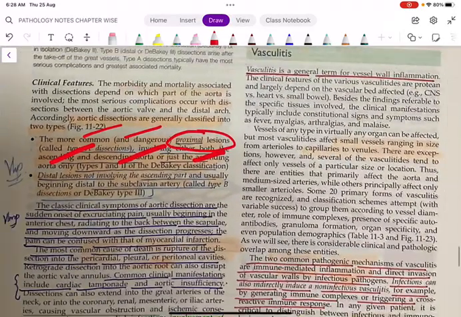Yes, distal to subclavian artery. Distal to subclavian artery, that is type B Stanford, or type 3 DeBakey. Fine. What is the classical clinical symptom? This is the most important area you have to focus on. There will be sudden onset of excruciating pain, which begins in the chest, anterior chest. It will radiate back to the scapula.